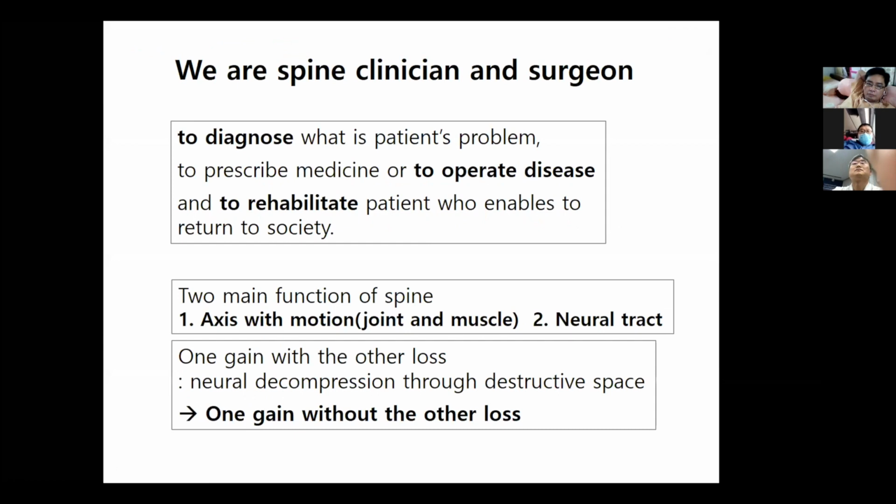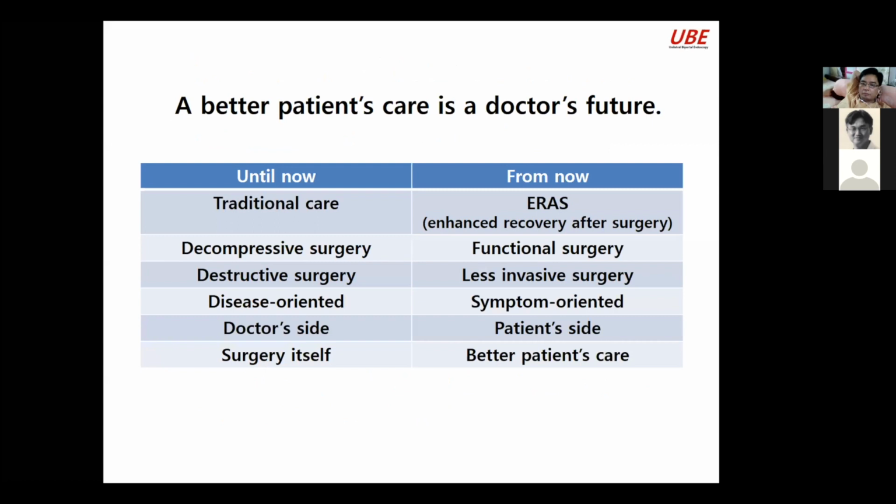Also, we know two main functions of the spine. First, axis with motion, where joint and muscle are very important. Second, neural decompression. During a long time of spine surgery, we have had one gain with the other loss, because of neural decompression through a destructive approach space. But my proposal and your proposal is one gain without the other loss. So finally, better patient care is the doctor's future.